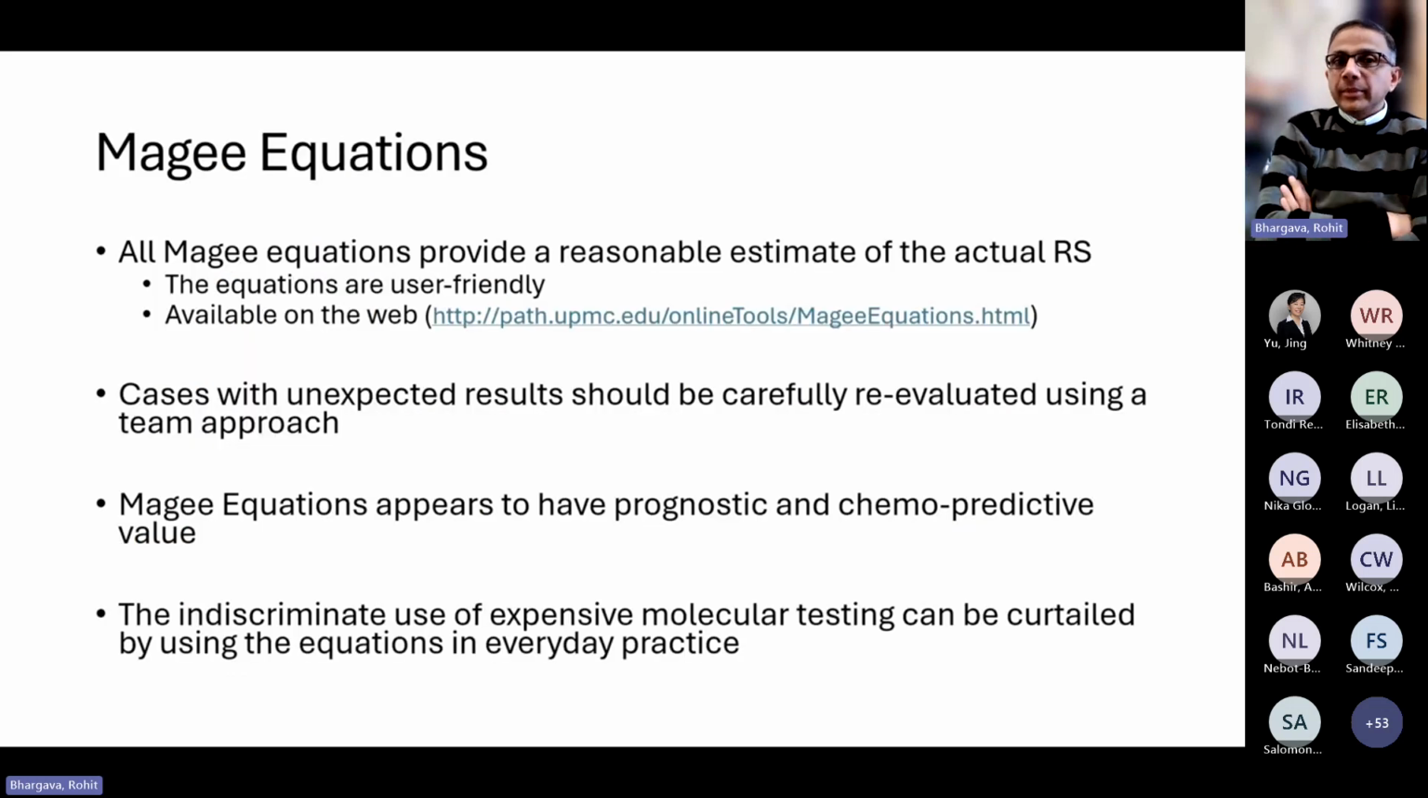So in summary, all Magee equations provide a reasonable estimate of the actual recurrence score. These are user-friendly, available on the web. Cases with unexpected results should be carefully reevaluated using a team approach. Magee equations appear to have prognostic and chemopredictive value. The indiscriminate use of expensive molecular testing can be curtailed by using equations in everyday practice.